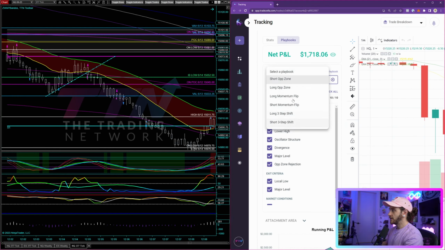So you can see here, if I click on all my playbooks, I have a long and short 3-step shift. That is my reversal strat. I've got a long and short momentum flip. That's my ranging strat. And I've got a long and short op zone. That is my trending strategy.